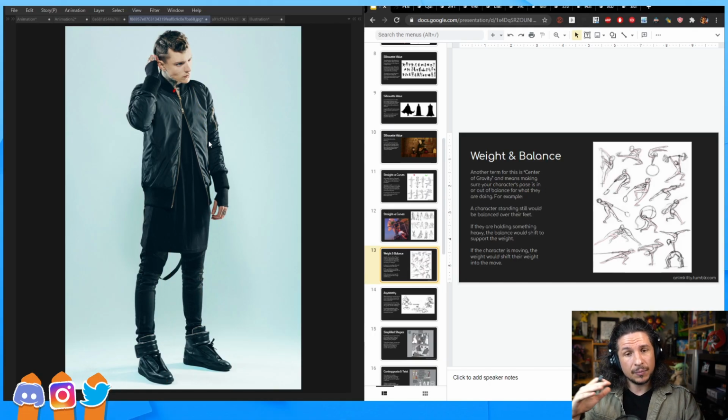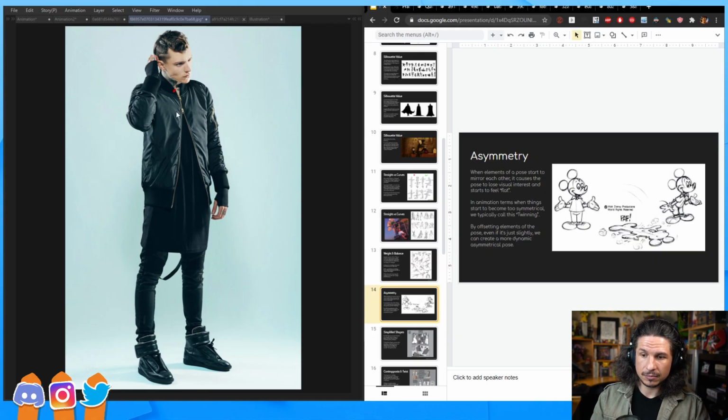So we're looking at that weight and balance. Which leg are they favoring? We can actually see here, this leg is straight, whereas the other leg is bent outwards, which tells us that he's favoring this leg here. He's being supported on that leg a little bit more. Looking at those little details.